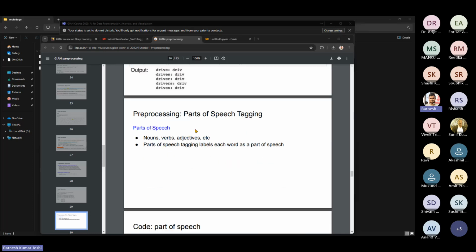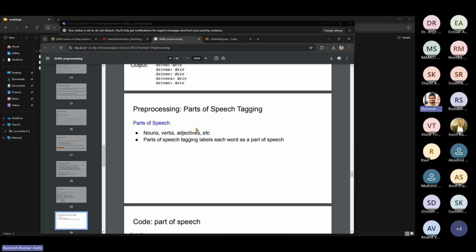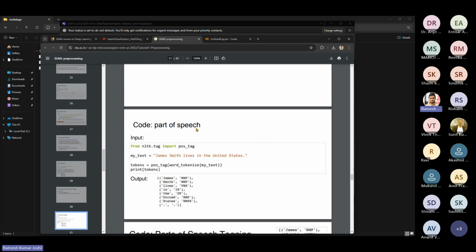Now the next pre-processing step would be part of speech tagging. The idea of part of speech tagging is that there are multiple parts of speech for a particular text. A particular token or a word can be a noun, pronoun, verb, adverb, anything. So for our particular input, we will try to label each token as a specific kind of representation, and this representation will be called a part of speech.